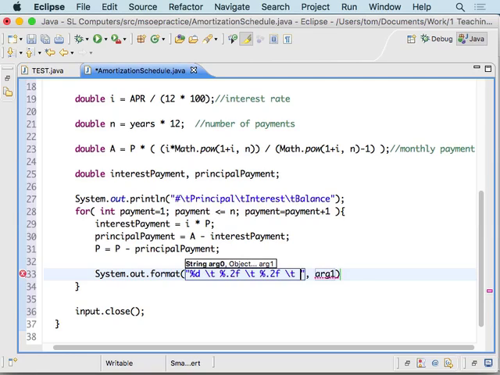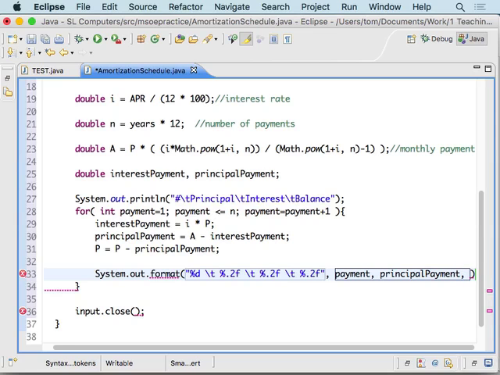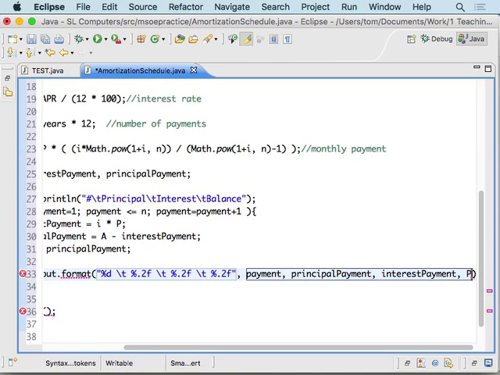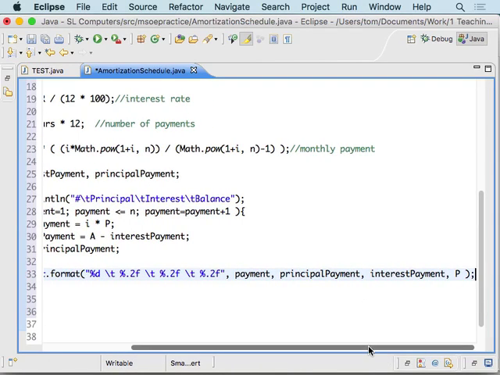So that is going to be the same sort of thing. We're going to go %.2f. And then where it says arg1 here, I start putting in the arguments that I want replaced by these kind of wildcards, %d, %f, etc. So I want my payment, and then a comma, and then I want my principal payment, and then I want my interest payment, and then I want P. So unfortunately that gets to be a pretty long line there, but hopefully you can see enough of it to give you a good idea.